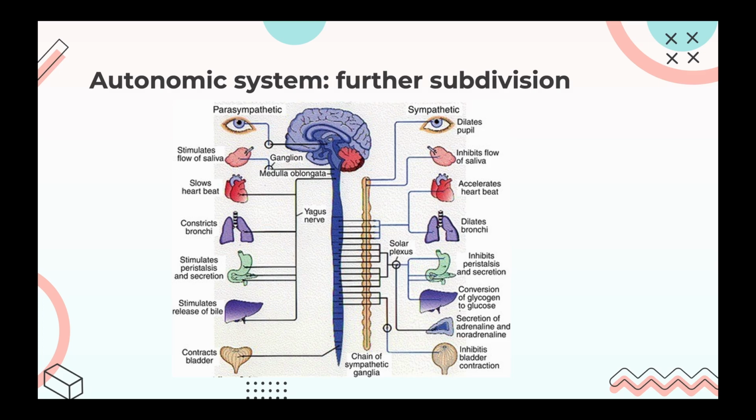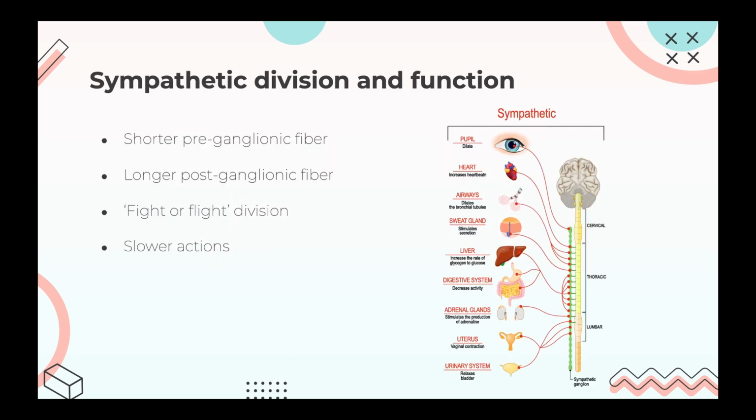The autonomic nervous system is divided into two major subdivisions, again, namely the parasympathetic and the sympathetic division. Now we will cover them both individually. First of all is the sympathetic division. The sympathetic division is also known as the fight or flight division, and it has a couple of functions that are associated with fighting or fleeing, in other words, running.